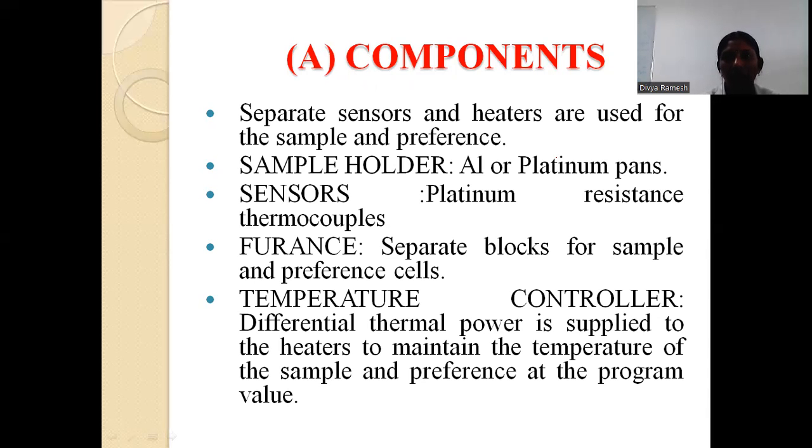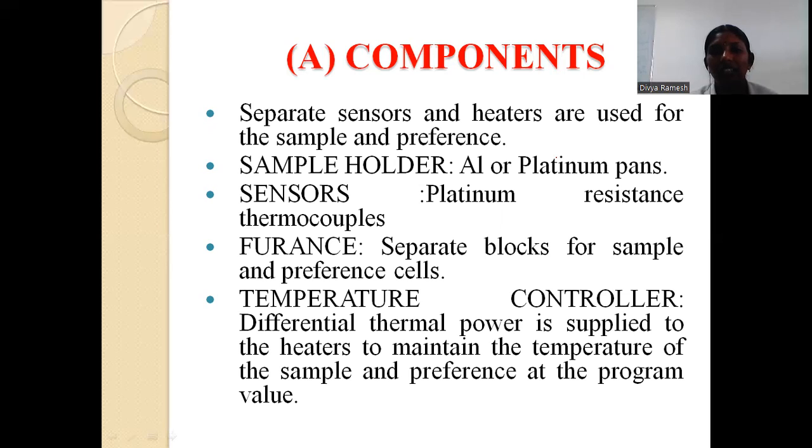So first one is your sample holder, second one is your sensor, third one is your furnace, fourth one is your temperature controller. Sample holder will be used to hold the sample. Mainly the holder will be made up of aluminum or platinum pans. Inside the holder, the specimen can be placed.